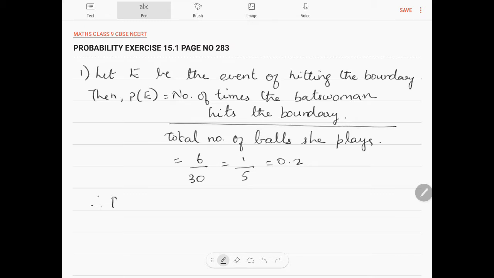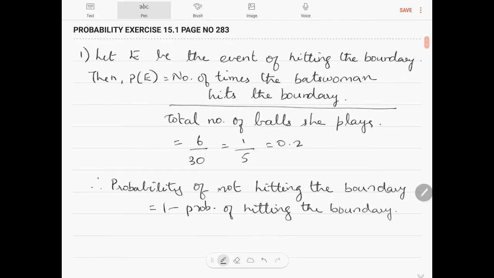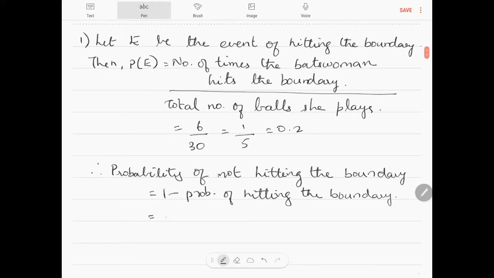Therefore, the probability of not hitting the boundary will be equal to 1 minus the probability of hitting the boundary. This is equal to 1 minus P of E, that is 1 minus 0.2, which is equal to 0.8.